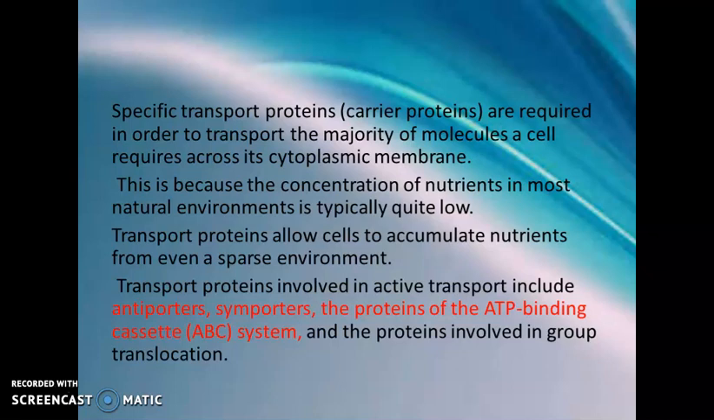And the transport proteins involved in active transport include antiporters, symporters, the proteins of the ATP binding cassette system, that is called the ABC system, and the proteins involved in group translocation. These are the transport proteins involved in active transport.